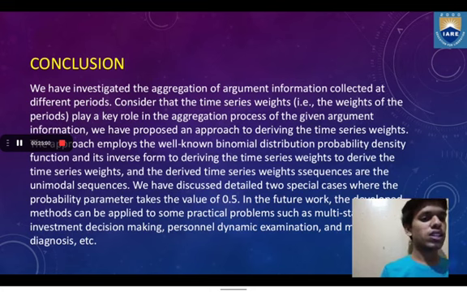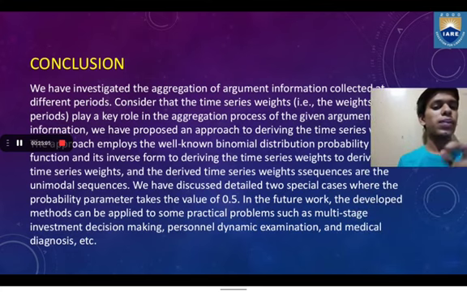We have discussed in detail two special cases where the probability parameter takes the value 0.5. In further work, the methods can be applied to some practical problems such as multi-stage investigation, decision making, personnel dynamic examination, and medical diagnosis, etc.